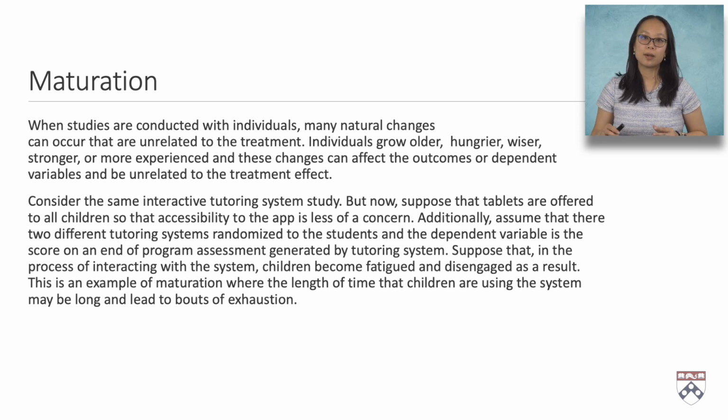And each of these instances in which the children become disengaged is an example of maturation, where the length of time that the children are using the system may be too long and lead to unintended consequences that can ultimately affect the outcome. So it's hard to concentrate when children are exhausted, for example.